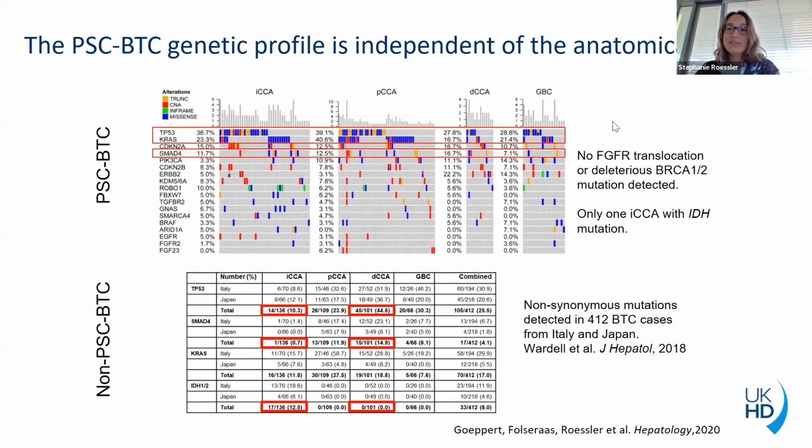And in this regard, in the PSC cohort, we did not observe any FGFR2 translocations, and there was no BRCA1 or 2 deleterious mutation. And we also had just one ICCA patient with an IDH1 mutation, which is quite low frequency for this cohort of 174 patients. So this is suggesting that the PSC BTC is mainly of the extrahepatic type and similar to DCCA, and that the anatomic subgroup may not differ molecularly in PSC patients.